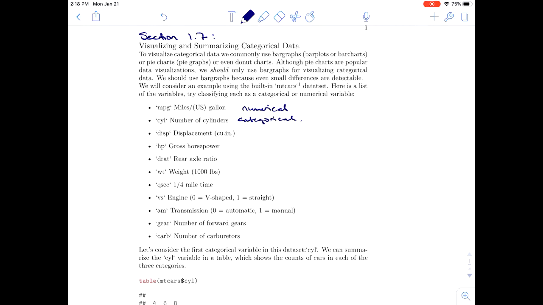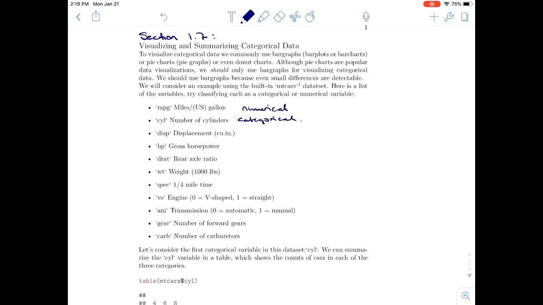Displacement, I don't know what they mean by that, right? I'm not a car person by any means, but looking at the cubic inches sounds like a measurement to me, right? And so I'll say it's numerical. Same thing with horsepower, right? We're going to have a measurement for each car, so it would be numerical as well. Rear axle ratio, I don't know. Ratio sounds like a measurement. And so you can go through this.